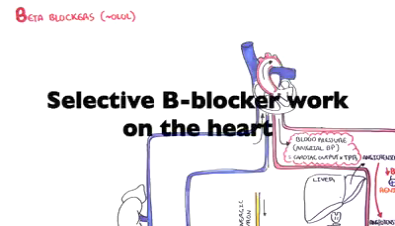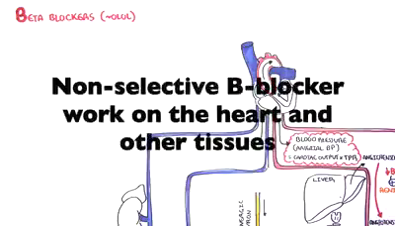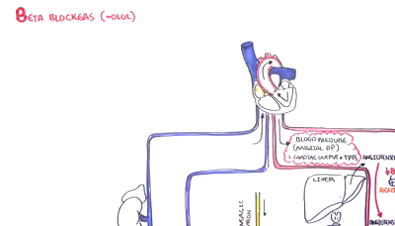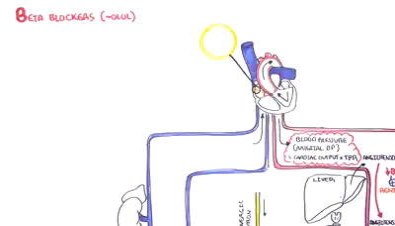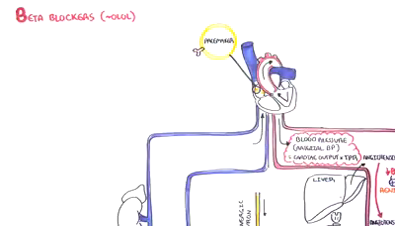So beta blockers can be selective and work specifically on the heart, or beta blockers can be non-selective and work on the periphery too, such as the blood vessels. Well, let's focus on the heart. The heart has cells called pacemaker cells, which make up the conduction system of the heart. The pacemaker cells regulate the heart rate, so how fast your heart is pumping. The pacemaker cells can be influenced by many things, including the parasympathetic nervous system and the sympathetic nervous system.